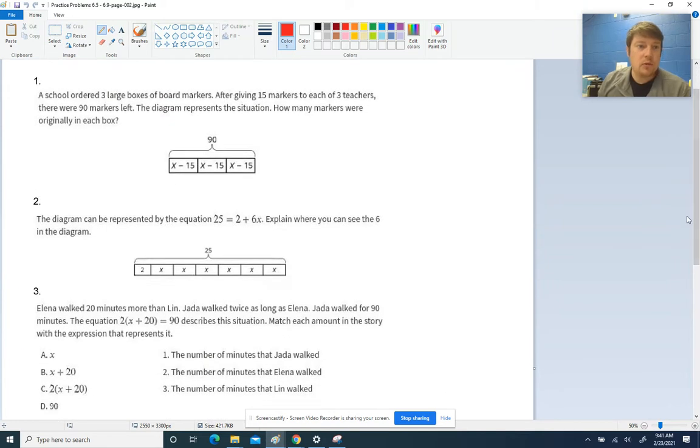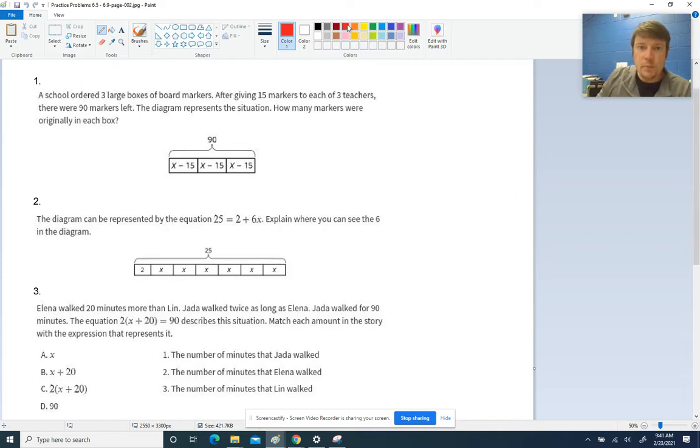Let's dive in with the first problem. The school ordered 3 large boxes of board markers. After giving 15 markers to each of 3 teachers, there were 90 markers remaining or left. The diagram represents the situation. How many markers were originally in the box?